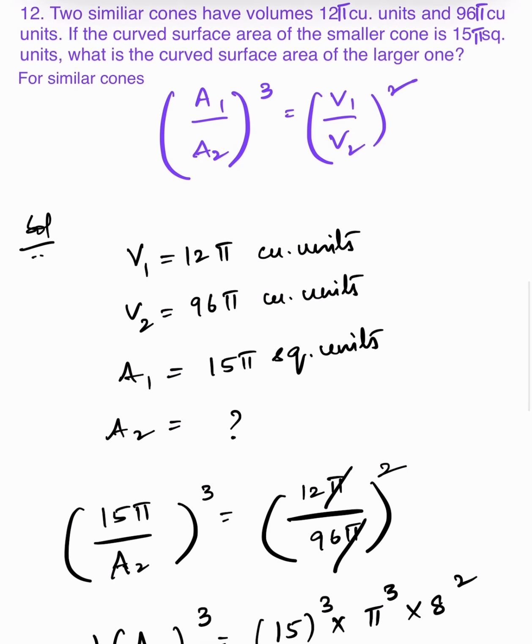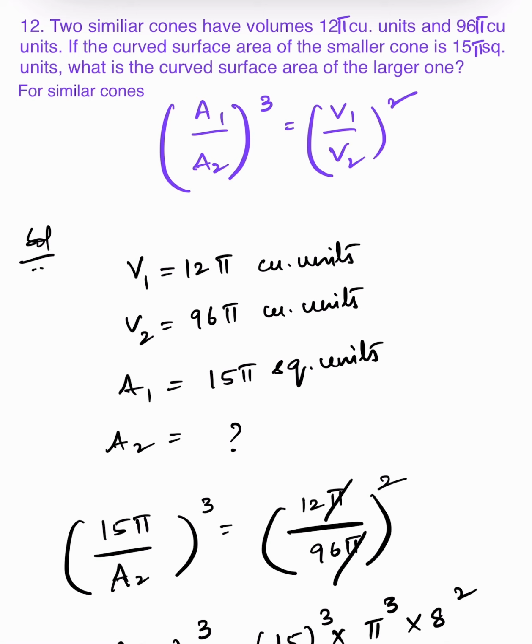Two similar cones have volumes 12 pi cubic units and 96 pi cubic units. These are the volumes of two cones. If the curved surface area of the smaller cone is 15 pi square units, what is the curved surface area of the larger one? Now we have two cones, and we can observe that 12 pi cubic units is the volume of the smaller cone and 96 pi is the volume of the larger cone. The smaller cone's CSA is 15 pi square units.